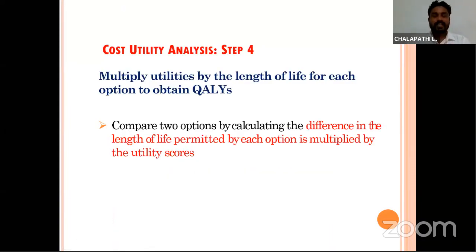So I hope till now I'm clear with the concepts: cost minimization, cost effectiveness, and cost utility. In cost minimization, both outcomes are similar, efficacy, safety, everything is similar. The only difference is in terms of cost. What we do is compare and decide which one has lesser cost, then compare to the other, and we will choose the best one.